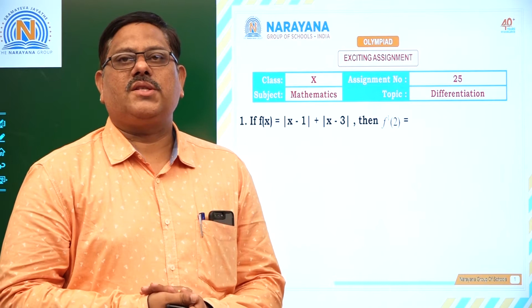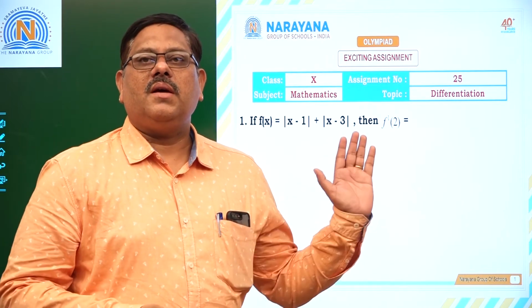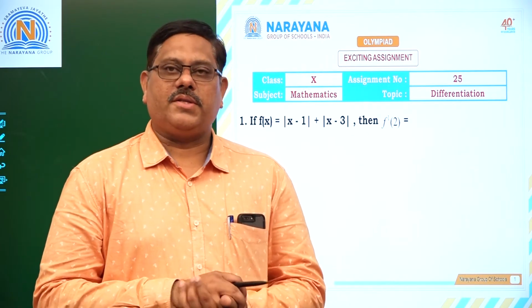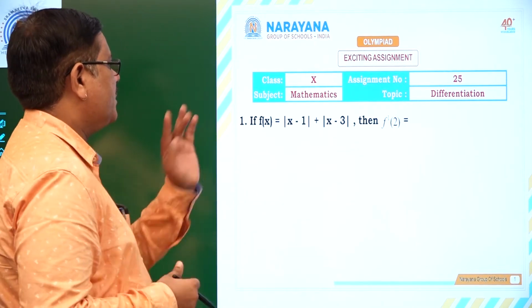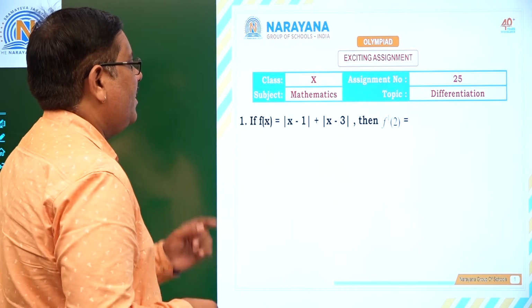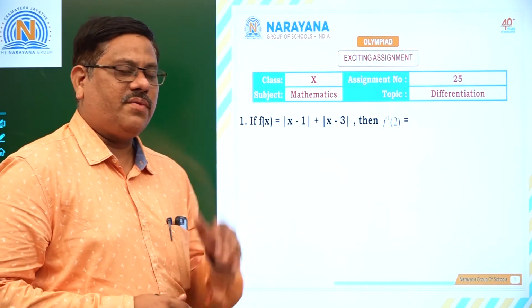Today for class 10 students, we are going to discuss assignment number 25 on differentiation. Let us see the first question. If f of x is equal to mod of x minus 1 plus mod of x minus 3, then what is the value of f dash of 2?